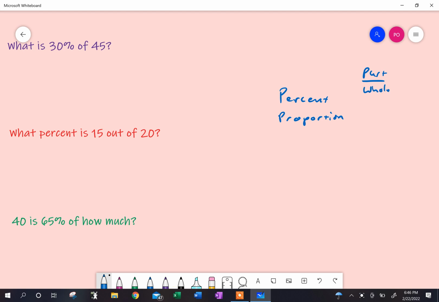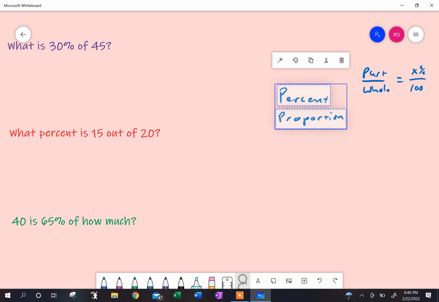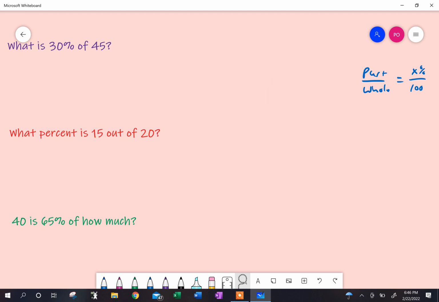We normally talk about part over whole, and because we're setting it into a percent, we're going to say part over whole is equal to some percent over 100. The little formula that we're going to use is this: is over of equals percent over 100.